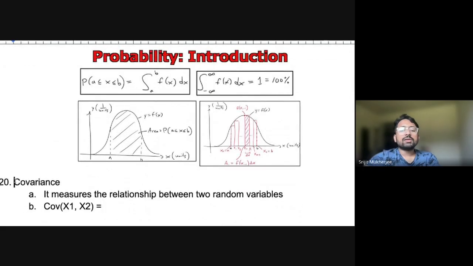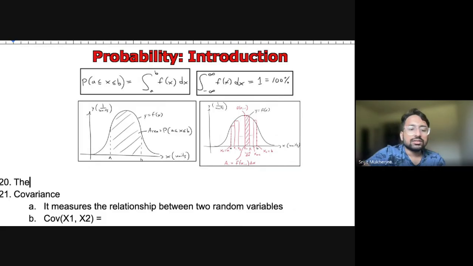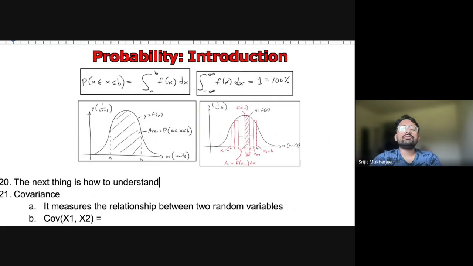Okay. Before I move to covariance, the next thing is how to define and understand a random variable without randomness.